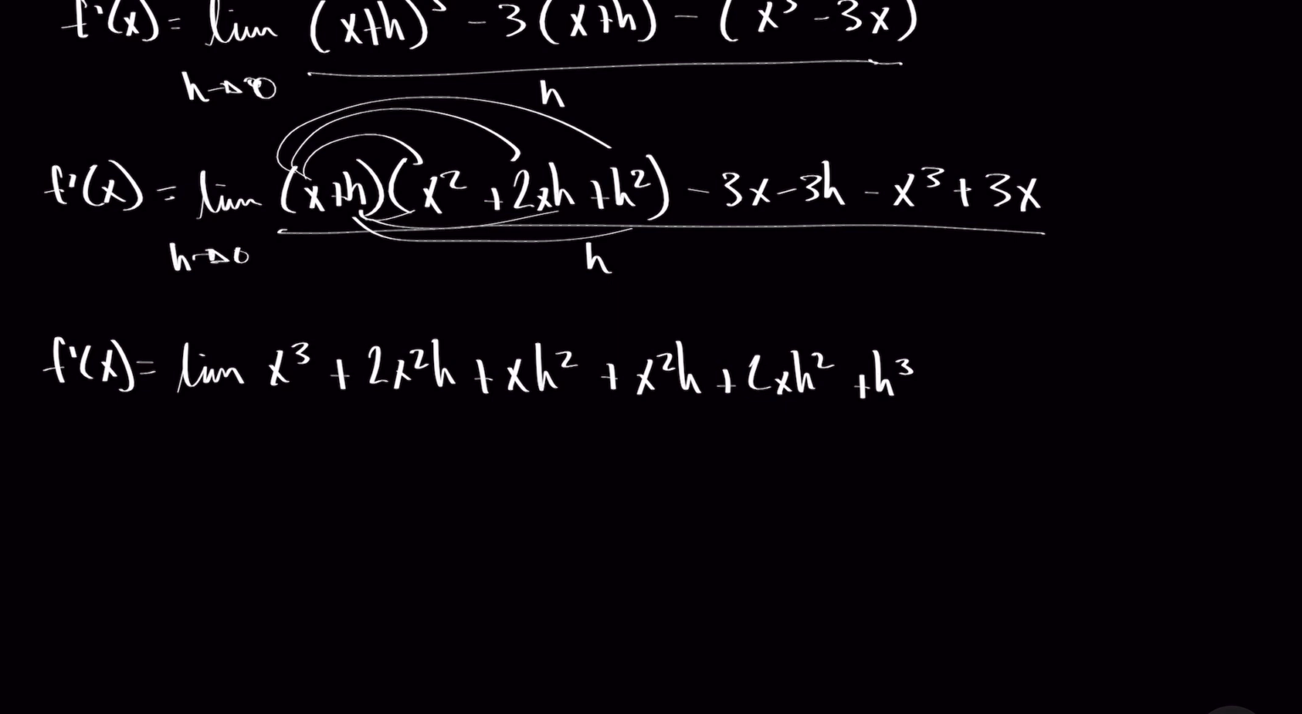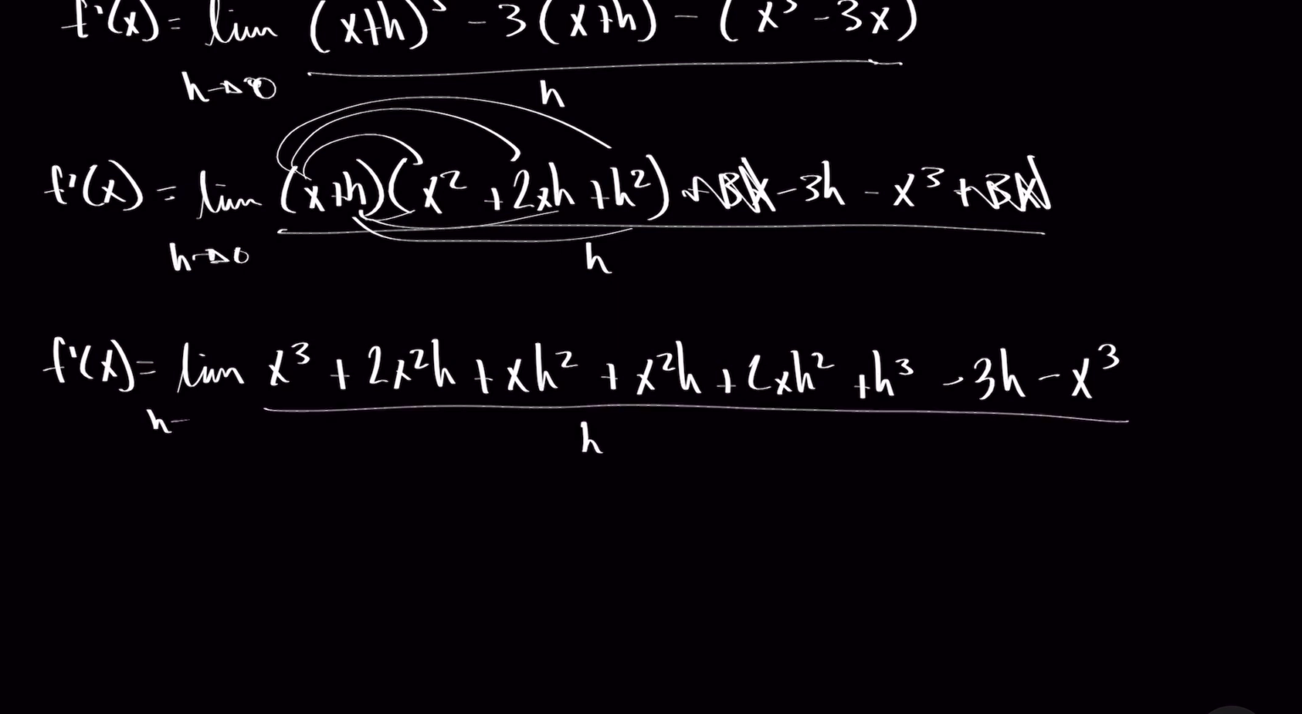And instead of rewriting this entire thing, I'm going to go ahead and just simplify it. We can get rid of the negative 3x because we have negative 3x plus 3x, which is 0, and nothing else can be combined. So we just rewrite the minus 3h minus x cubed. And of course, that is all over h as h approaches 0.